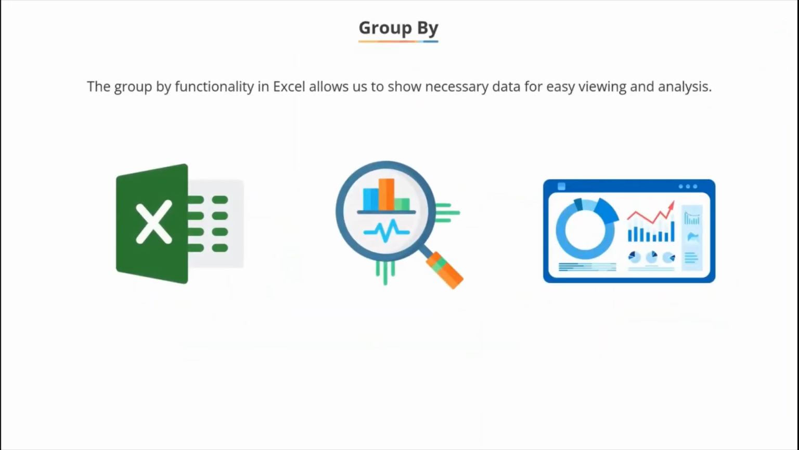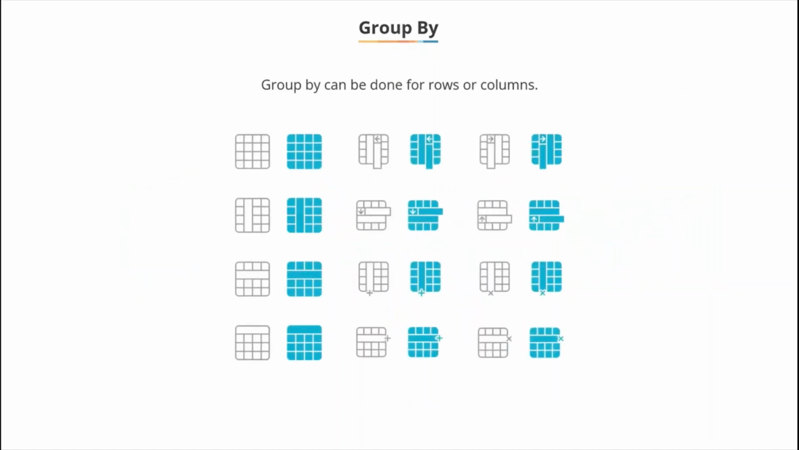The group by functionality in Excel allows us to show necessary data and hide unnecessary data for easy viewing and analysis. We can also create subtotals and outline for a given set of data. Group by can be done for rows or columns. Let us discuss the steps for grouping data.